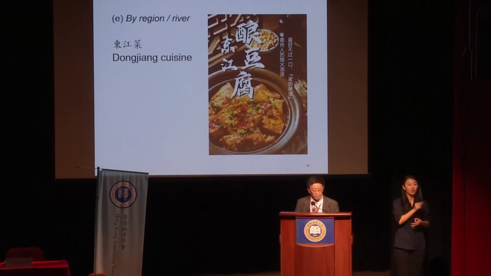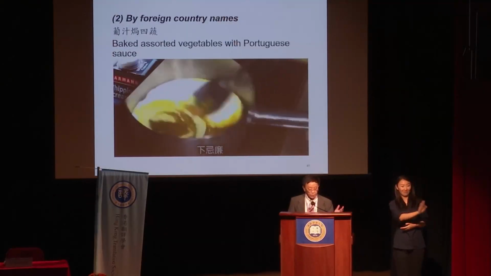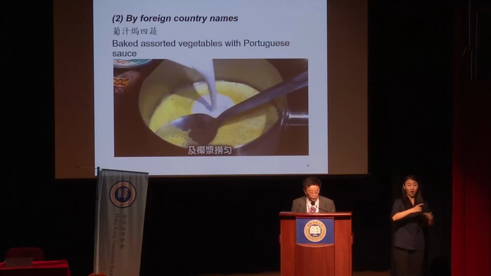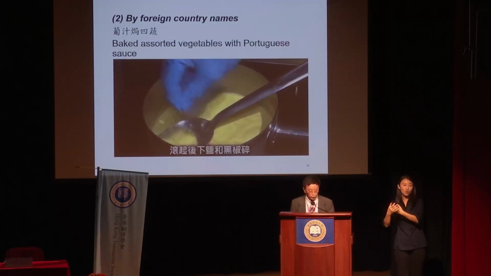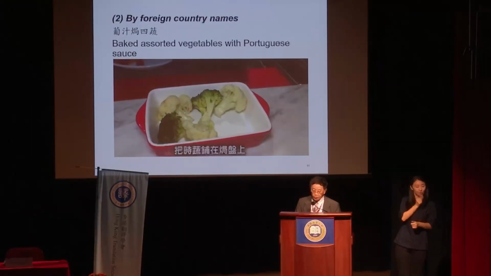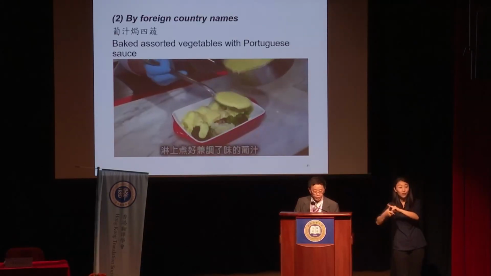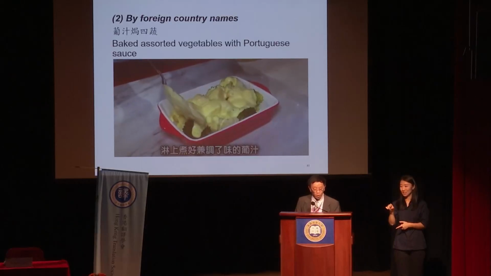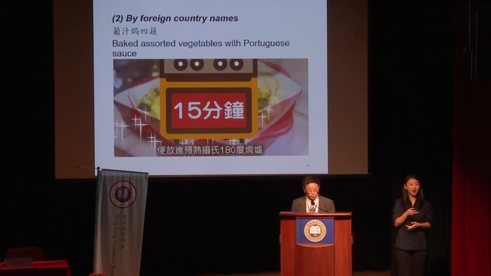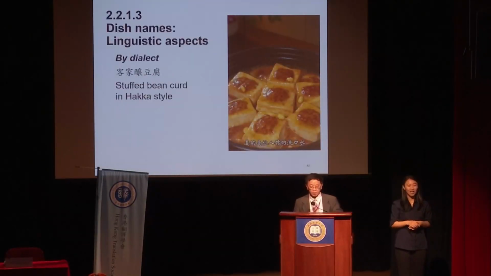Say we've got Dongjiang Cai, meaning Dongjiang cuisine. And then all these has to do with Chinese dishes, but we also refer to foreign country names to designate some dishes that we prepare in a Western style. Say 葡子菊是酥, I beg your pardon, baked assorted vegetables with Portuguese sauce. So this is the geographical aspect.